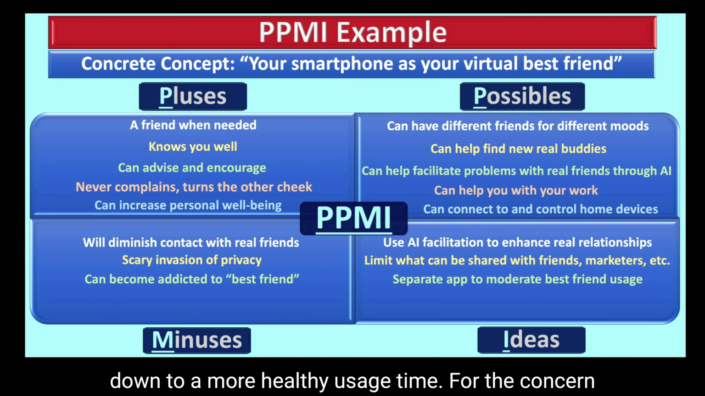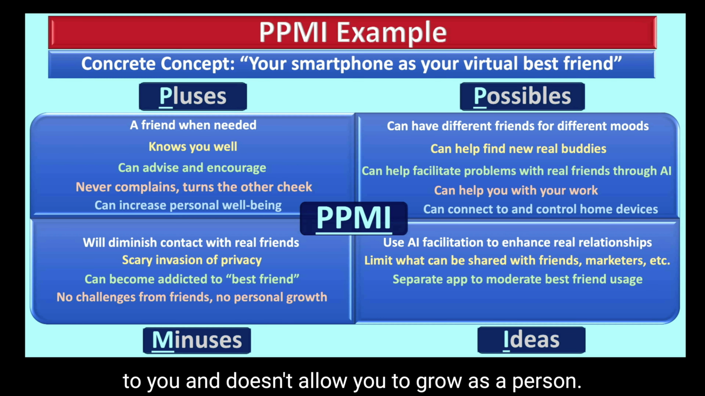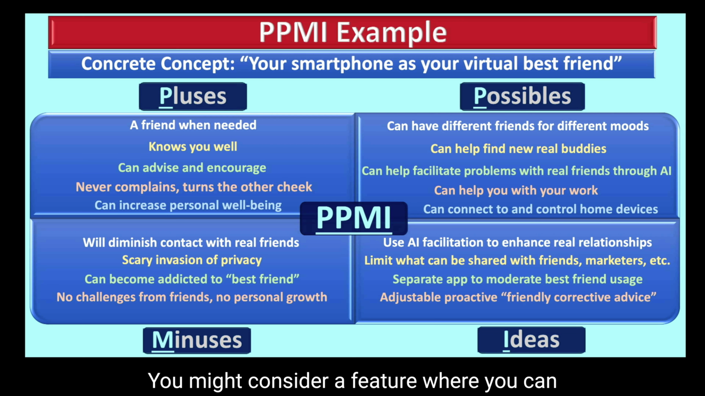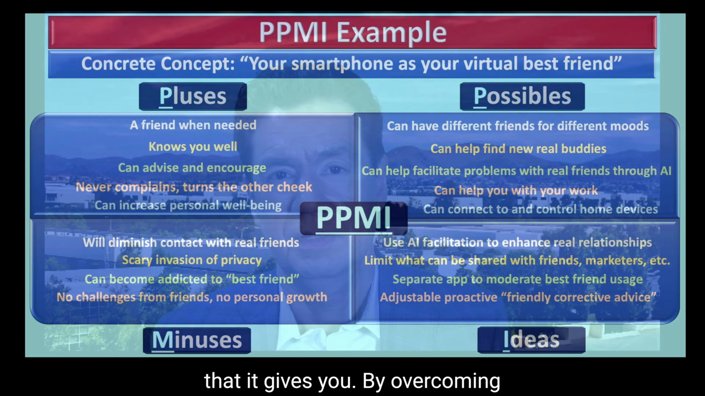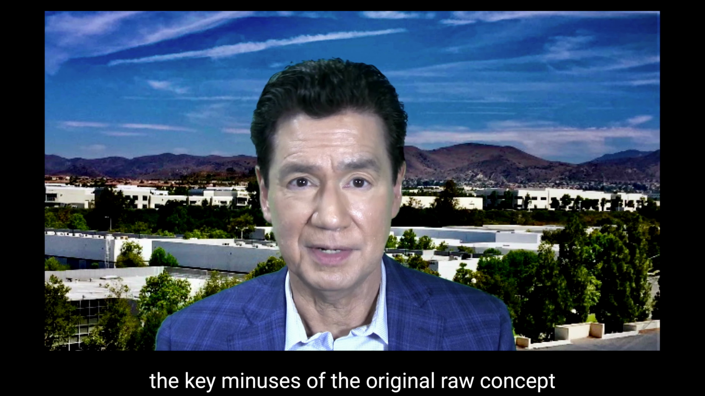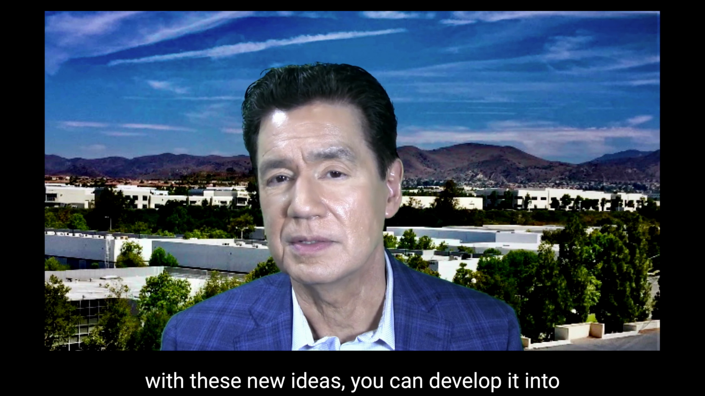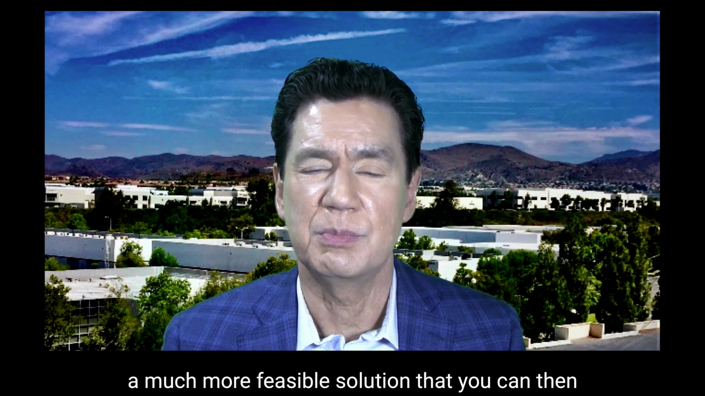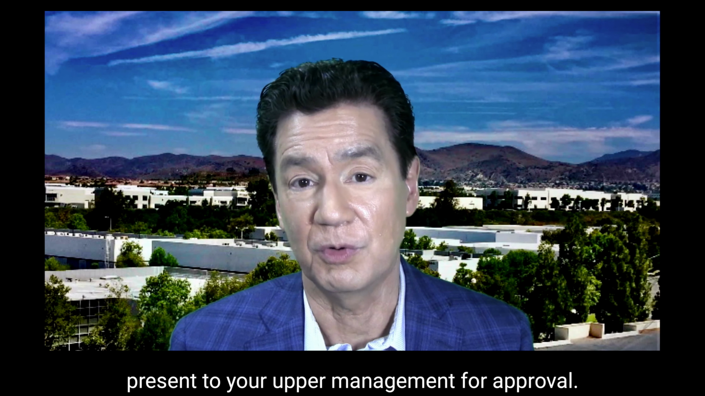For the concern of an overly nice app that never says no to you and doesn't allow you to grow as a person, you might consider a feature where you can control the amount of proactive but friendly corrective advice that it gives you. By overcoming the key minuses of the original raw concept with these new ideas, you can develop it into a much more feasible solution that you can then present to your upper management for approval.